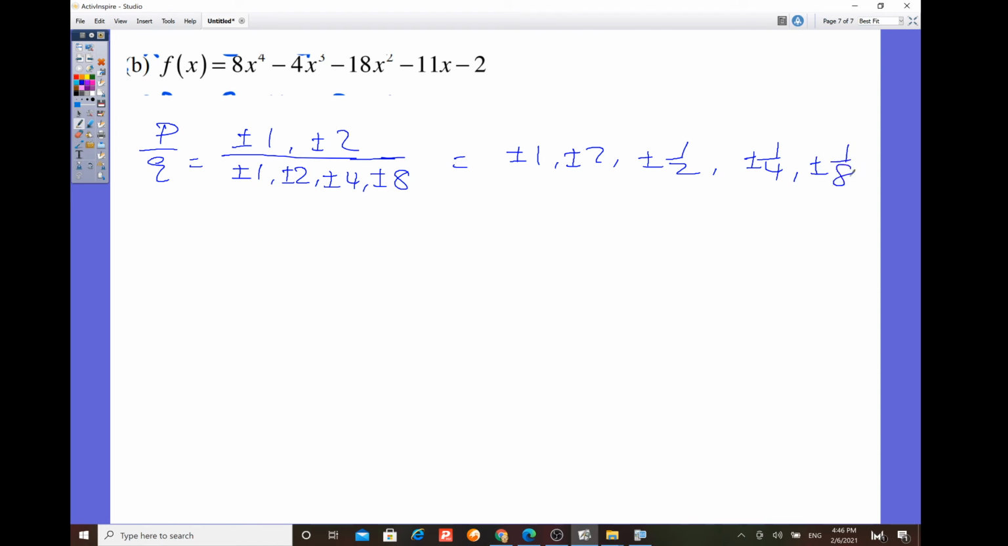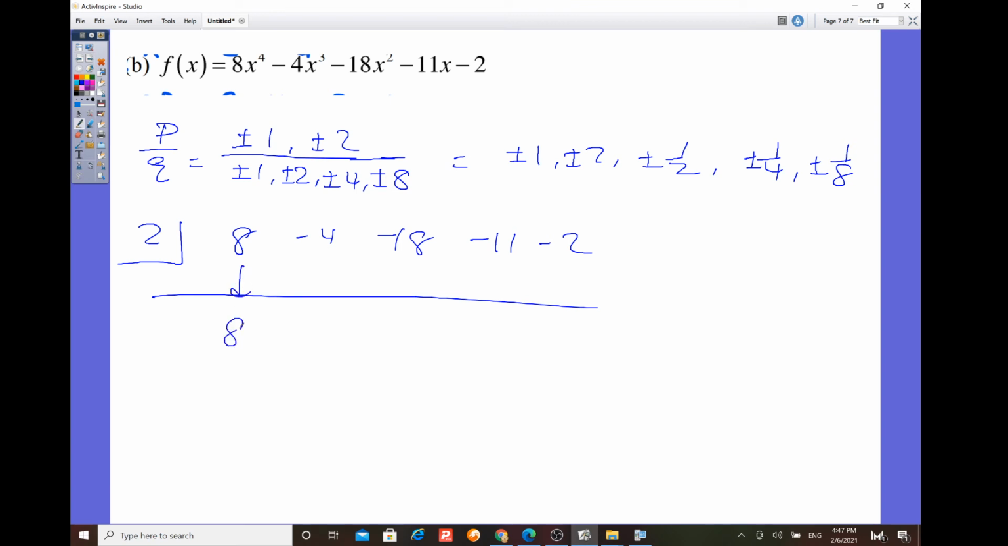So are we going to test all of them? Well, depends on whether you're lucky or not. So bring down the coefficient. We got 8, negative 4, negative 18, negative 11, negative 2. And you may notice that the majority of the numbers, they're all divisible by 2. Okay, so let's start with 2 first.